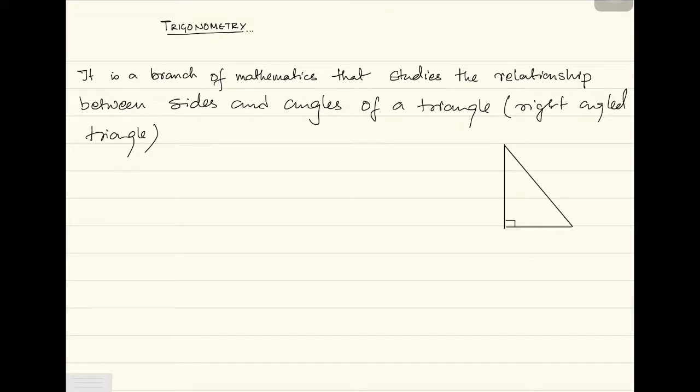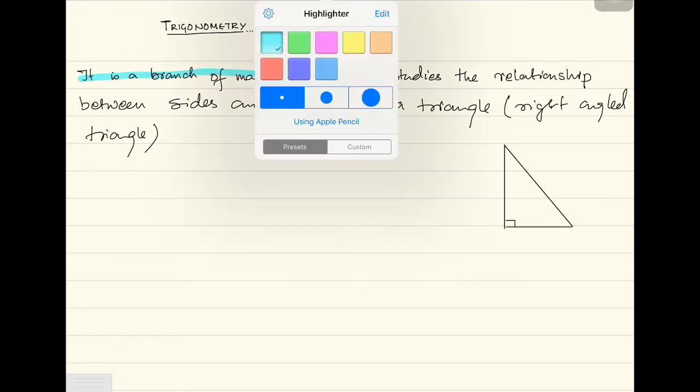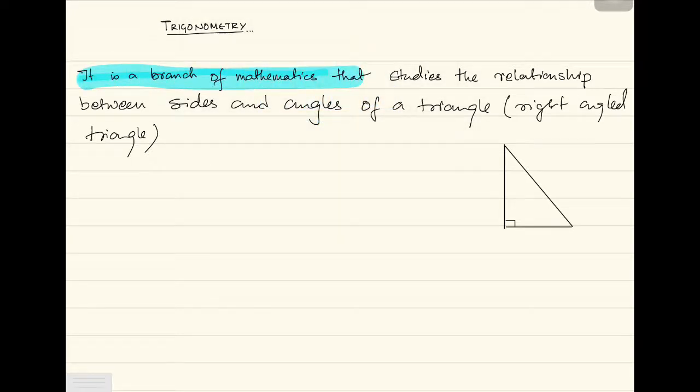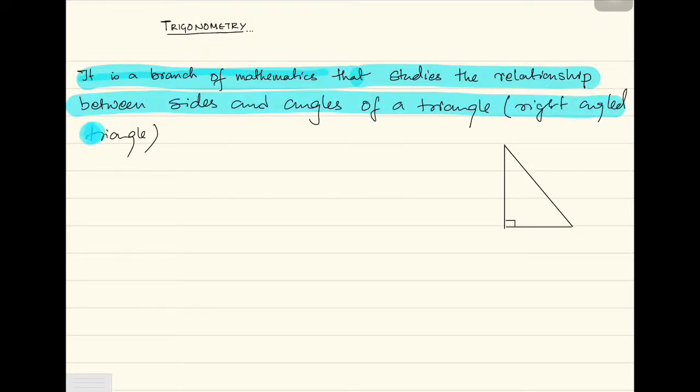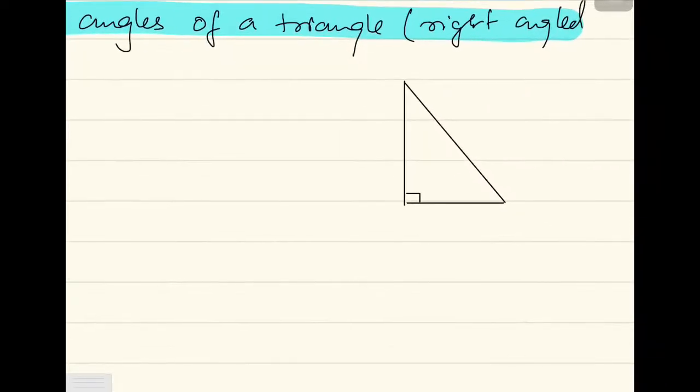So what is trigonometry? Let's start. It is the branch of mathematics that studies the relationship between sides and angles of a triangle, especially a right angle triangle. So trigonometry is that part of mathematics that connects sides with angles. So let us see this right angle triangle.